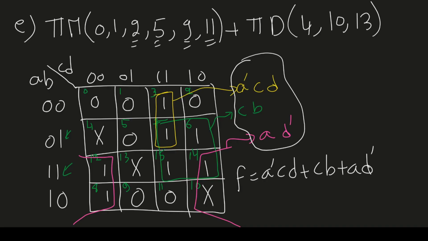I hope this was helpful on how we can use don't care in K-map to obtain the minimal Boolean expression form.